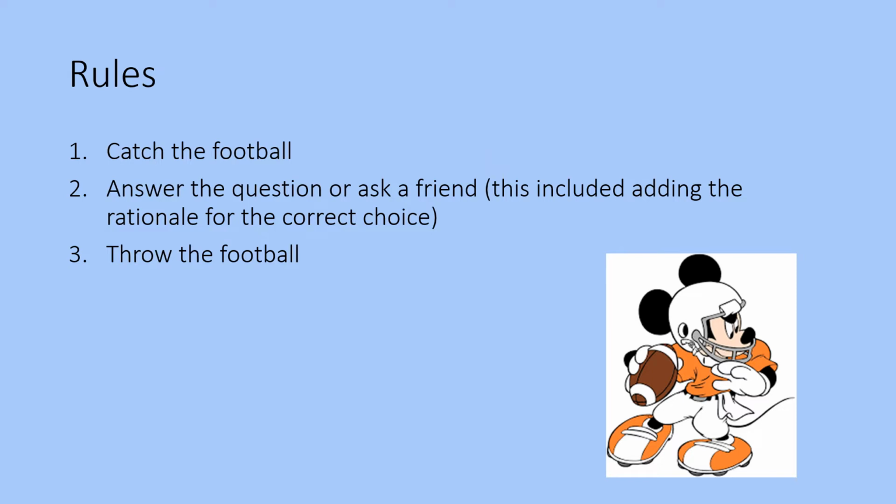The rules were simple. Catch the football, answer the question and give the rationale, and then throw the football to the next person. However, if you couldn't state the rationale or couldn't answer the question, you could ask a friend or a foe to assist you. I would always ask if everyone understood the response, because invariably the person answering the question may know the response to that question, however, others in the room may not.